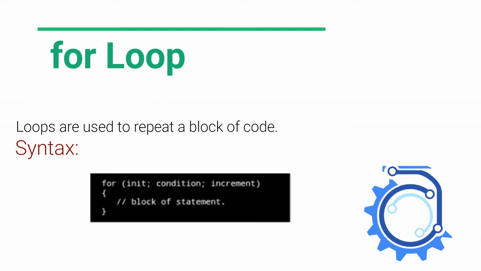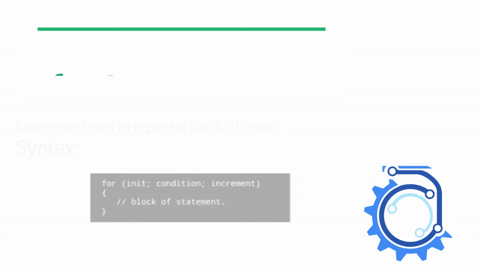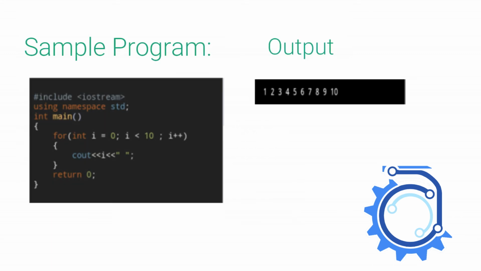Condition. Decide whether the loop will continue running or not. While this condition is true, the loop will continue running. Increment. The part of the loop that changes the value of the variable created in the variable declaration part of the loop. The increment statement is the part of the loop which will eventually stop the loop from running. This is the sample program of for loop.